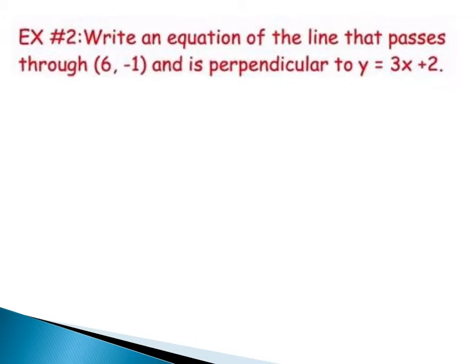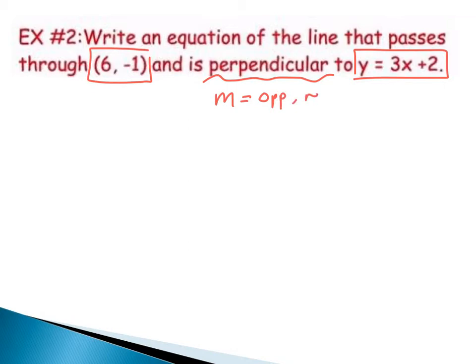So again, same idea as the last example. Here's the equation of one line. I want to write the equation of a completely different line that goes through this point of 6, negative 1. Well, if they're perpendicular, what does that tell me? Perpendicular means the slope is going to be opposite reciprocal. So if my slope is 3, what is the opposite reciprocal of 3? Since it's positive, it's going to be negative, and the flip-flop of 3 over 1 is going to be 1 over 3. So I know my new slope is going to be negative 1 over 3.